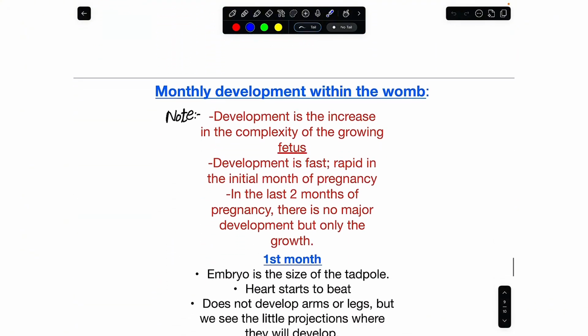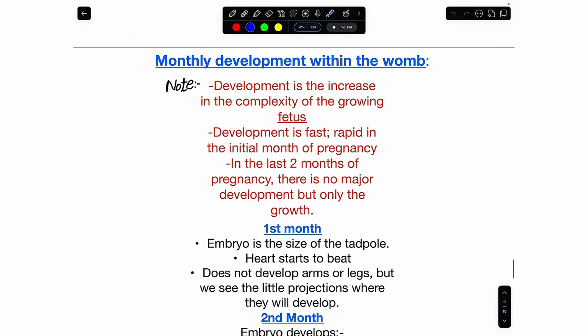So now, if I was to tell you how the monthly development happens within the womb, this does not come in the paper as it is, but some of the ideas would be taken. Before I take you into this, you need to be very clear about the word development, and this development simply means that the growing fetus is becoming complex, complicated as time goes on.